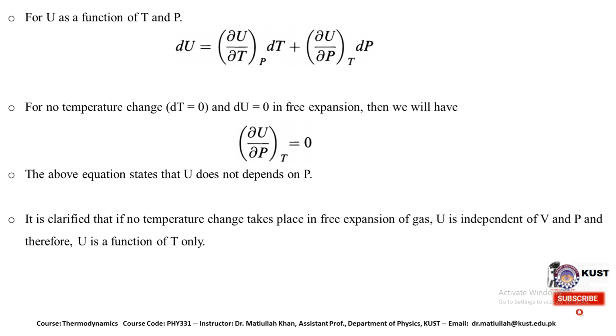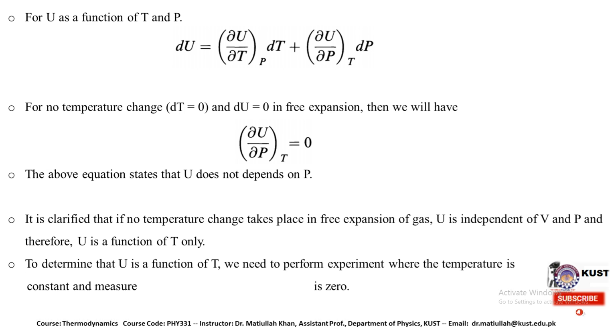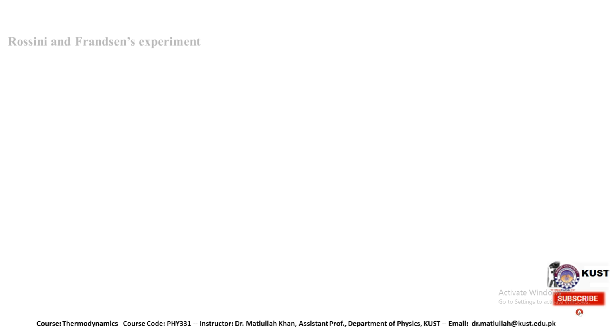So from both conclusions, it is clear that if no temperature change takes place in the free expansion of a gas, then U is independent of V and P, and therefore U is a function of temperature only. Similarly, to determine that U is a function of T, we need to perform an experiment where the temperature is constant and measure the change in internal energy with respect to volume at constant temperature, and the change in internal energy with respect to pressure at constant temperature. We need to measure that.